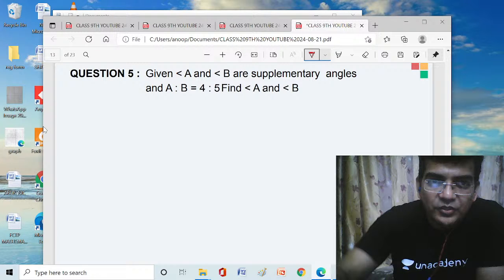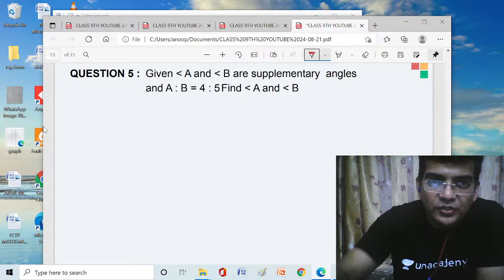180. So we are getting 9k is equal to 180. So you can say k is equal to 180 by 9. So the value for k is coming 20. See, in this way we have got the ratio constant. We haven't got angles, but we have got the ratio constant. Now we have to calculate the angles.